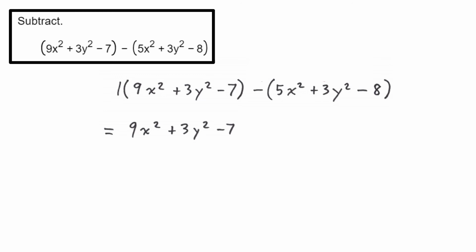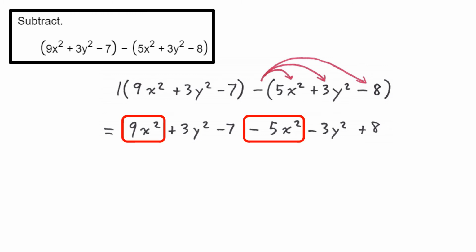To subtract the second polynomial, we'll need to think of it as distributing this negative to each of the 3 terms in this set of parentheses. A negative times a positive gives us a negative, so we get -5x squared. And the negative times a positive 3y squared gives us a -3y squared. And finally, a negative times a negative is a positive, so we get positive 8. Notice that distributing a negative changed the sign of each term that was within the parentheses.